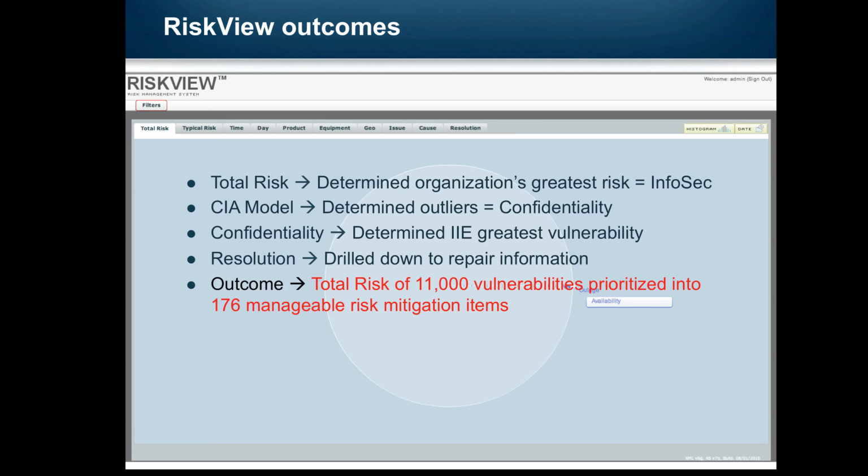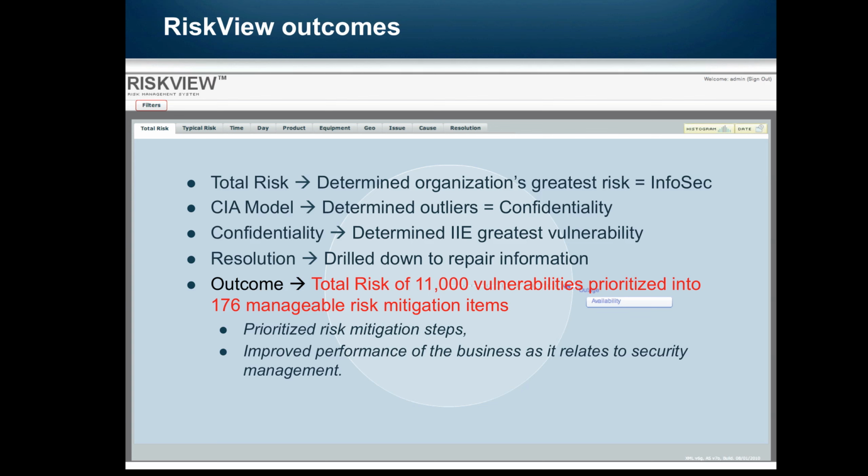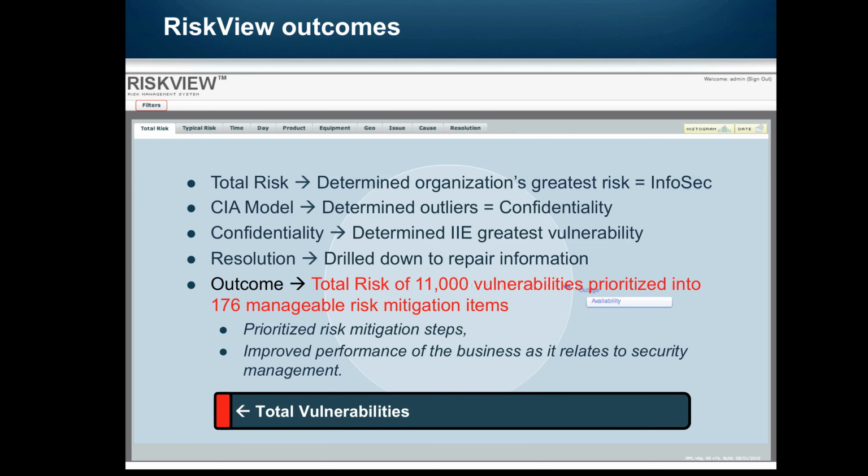Perhaps most significantly, RiskView was able to advise the customer which of the 11,000 vulnerabilities to address first, the 176 that presented the greatest threat to the organization according to materiality. With this information, the organization was able to prioritize its Tiger Team's risk mitigation activities and thereby improve the performance of the overall business as it relates to security management. In fact, by addressing only 1% of its vulnerabilities, putting the important ones first, the organization was able to alleviate the vast majority of its security-related material risk.